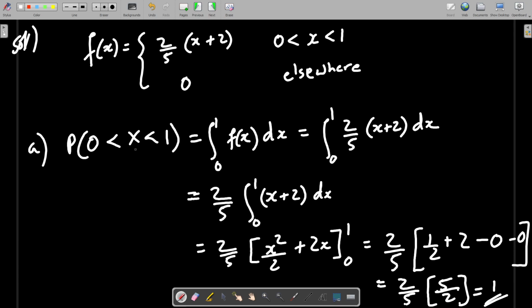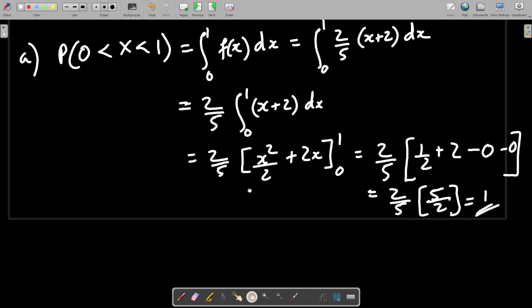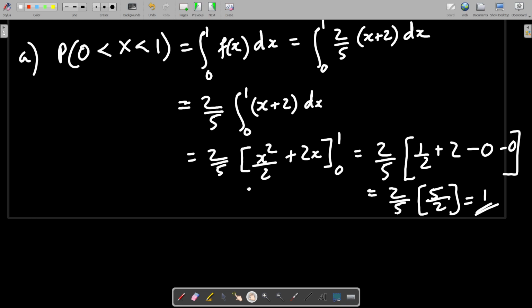So the probability of x lying between 0 and 1 is equal to 1. Clear? Everyone is comfortable with this level of integration, no? This is easy, no?